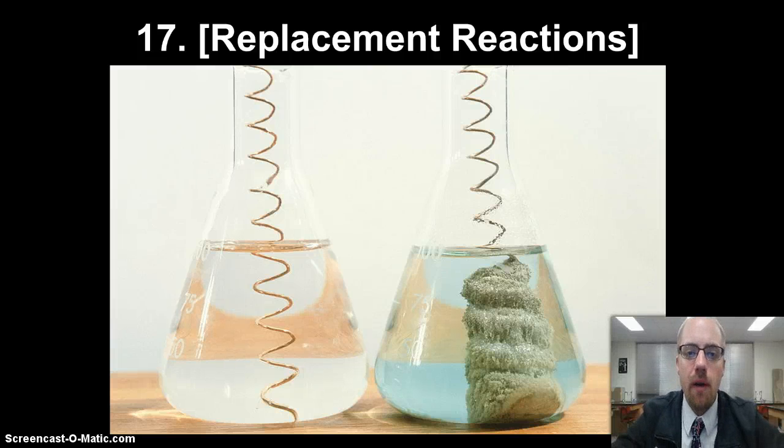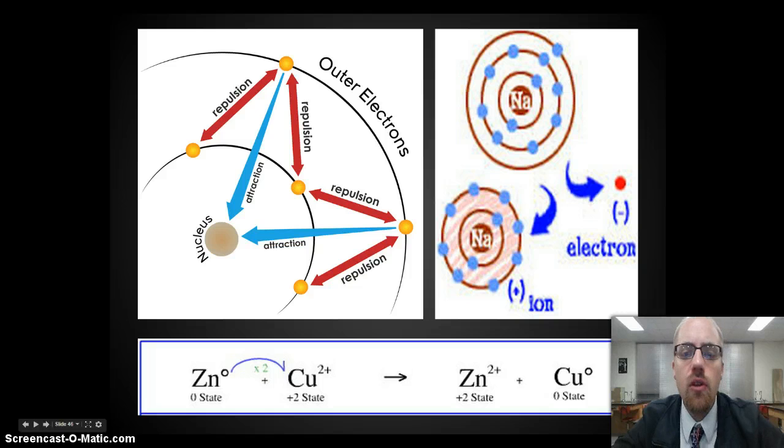Standard 17 is all about replacement reactions. When we talk about replacement reactions, what we're talking about is one atom or element replacing another in a compound. And so in order to look at replacement reactions, we have to go back and review some of the concepts that we've already seen before. Specifically, replacement oftentimes comes down to the idea of electronegativity.